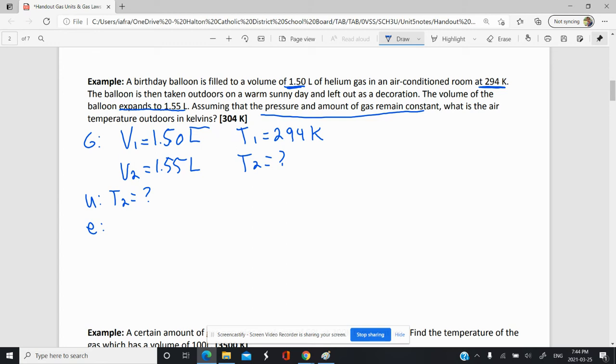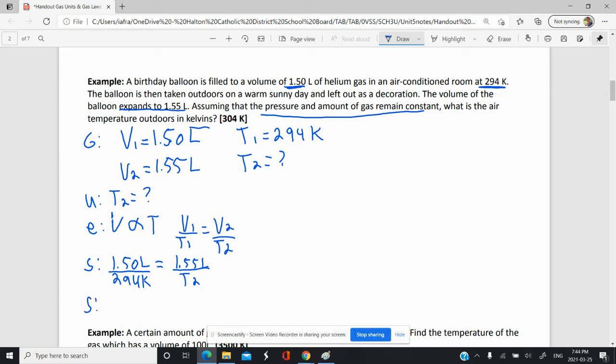We can write out an equation. We know this is a volume is proportional to temperature problem, so that's Charles's law. It's going to be V1 over T1 is equal to V2 over T2. So we're going to substitute and solve. Our V1 was 1.50 liters over our T1, which was 294 Kelvin, is equal to our V2, 1.55 liters, over our T2. We just need to rearrange this to find T2.